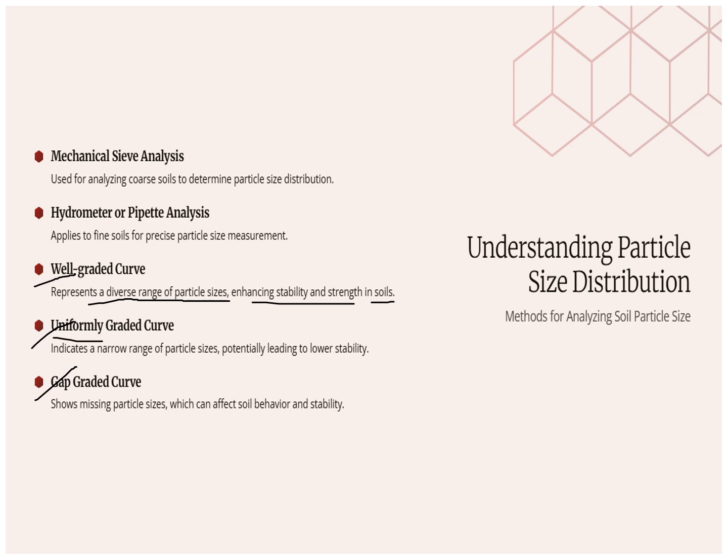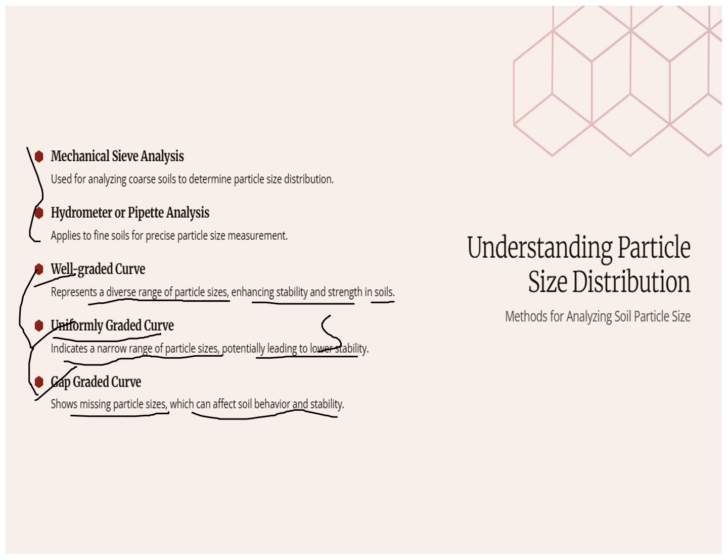Then the second curve is the uniformly graded curve. The uniformly graded curve is usually indicated by an S line. It indicates a narrow range of particle sizes, potentially leading to lower stability. And the third type of curve is the gap graded curve. This shows the missing particle sizes, which can affect soil behavior and stability. So these are the methods and these are the types of curves in the particle size distribution, where we can determine which type of particle size it is.